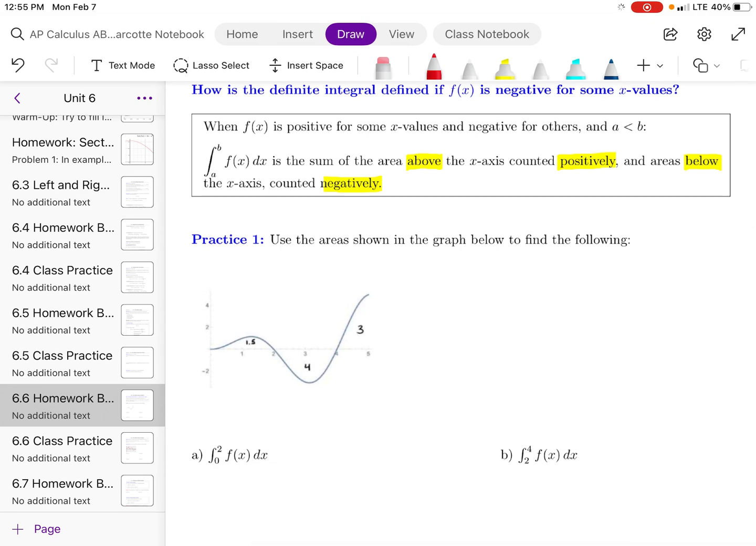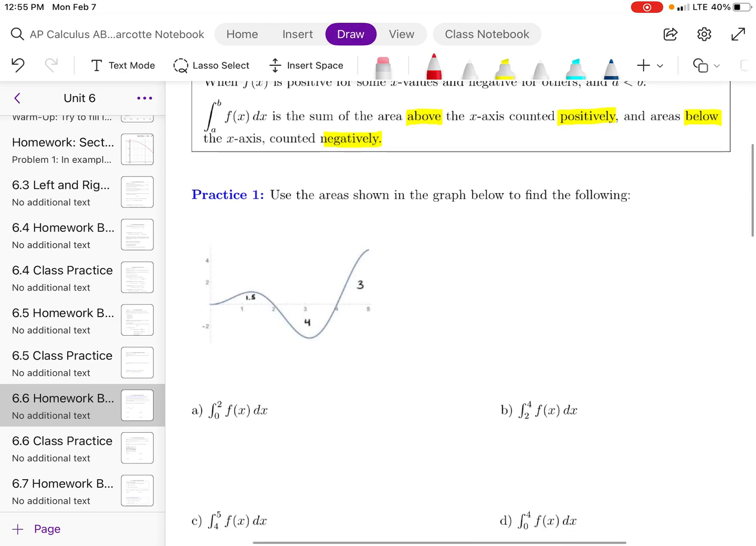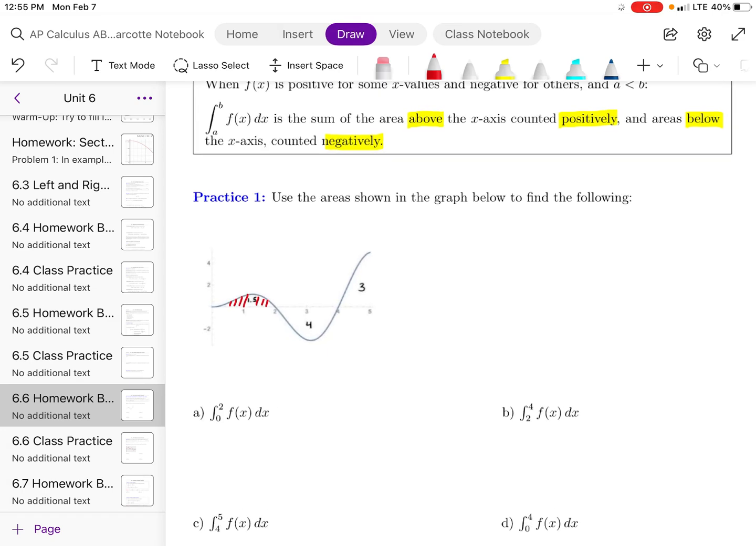Looking at this example, it says use the area shown in the graph below to find the following. First I want to find the definite integral from 0 to 2 of f of x dx. I'm looking at this area here, going from my x value of 0 to 2. This area is 1.5, and because it's above the x-axis, I'm counting it as positive.